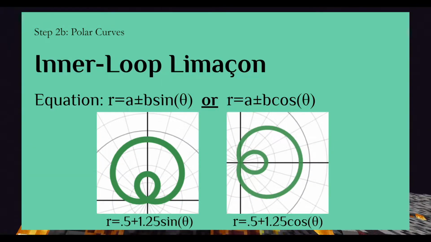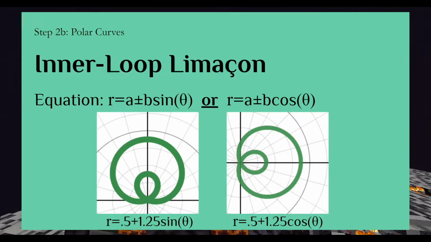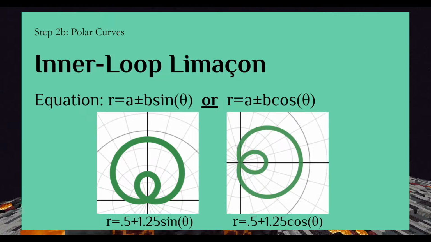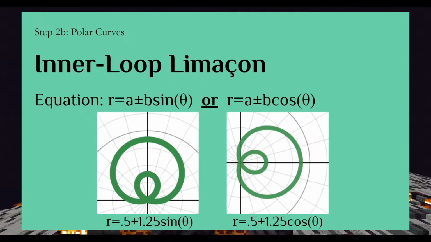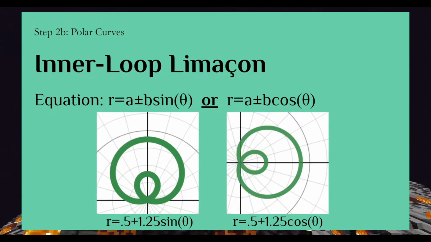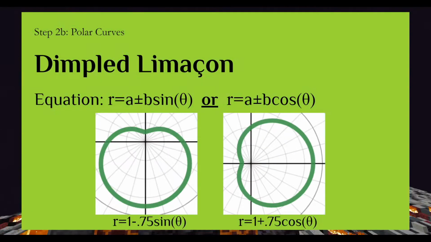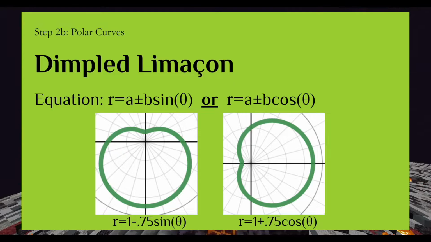Next is the inner loop limaçon. This graph requires A to be less than B, and the basic transformations are the exact same as the cardioid, with the added bonus that the local maximum or minimum of the inner loop of our inner loop limaçon will be B minus A. Next is the dimpled limaçon because it has a little dimple.